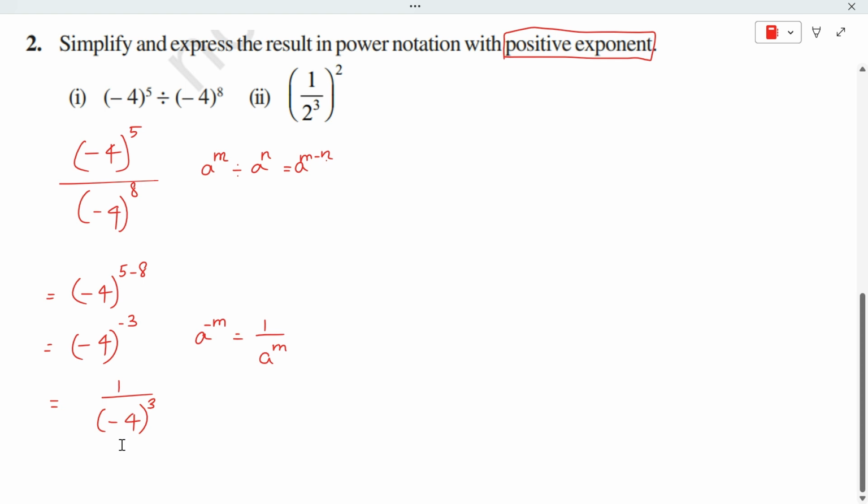And here I don't want to evaluate because they haven't asked me to evaluate. They are asking me to express the answer in the positive exponent.